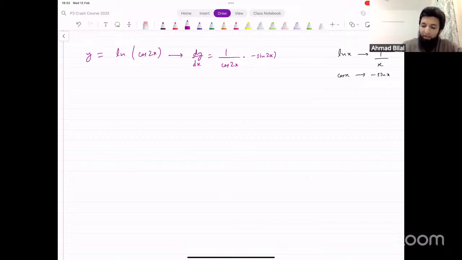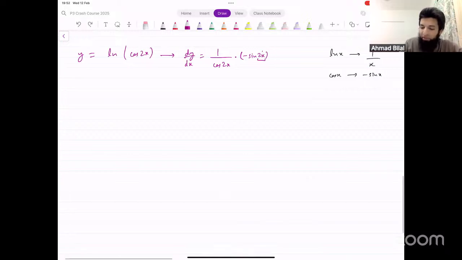Multiply by 2, because that's the derivative of 2x. The rule says that you also have to multiply by the derivative of this expression. It's not x, it's 2x now, so we multiply by 2. So we had cos of 2x here. We multiplied by the derivative of that, which gave us minus sine 2x. But we also had to multiply by the derivative of 2x, which is 2. That's the result that we get from this. We can simplify this further if we want, but that's the final result.